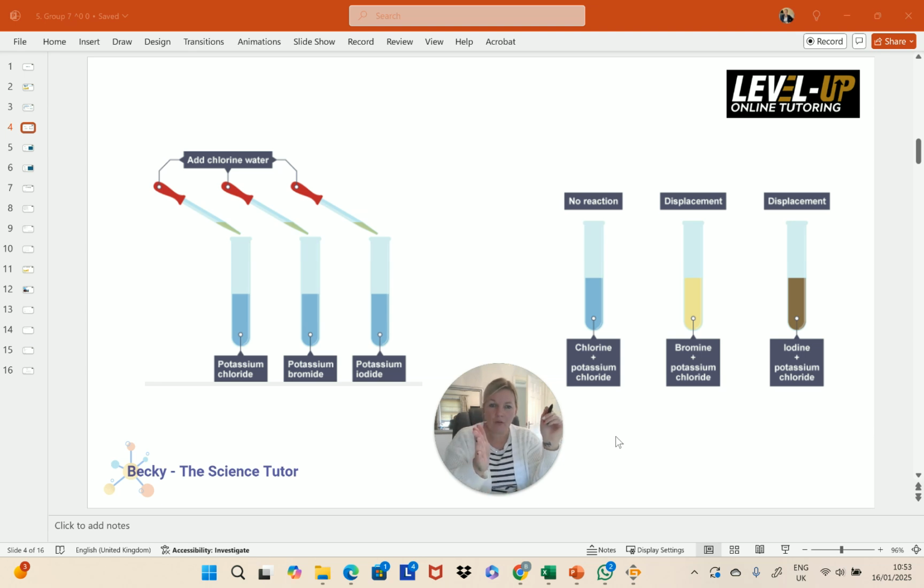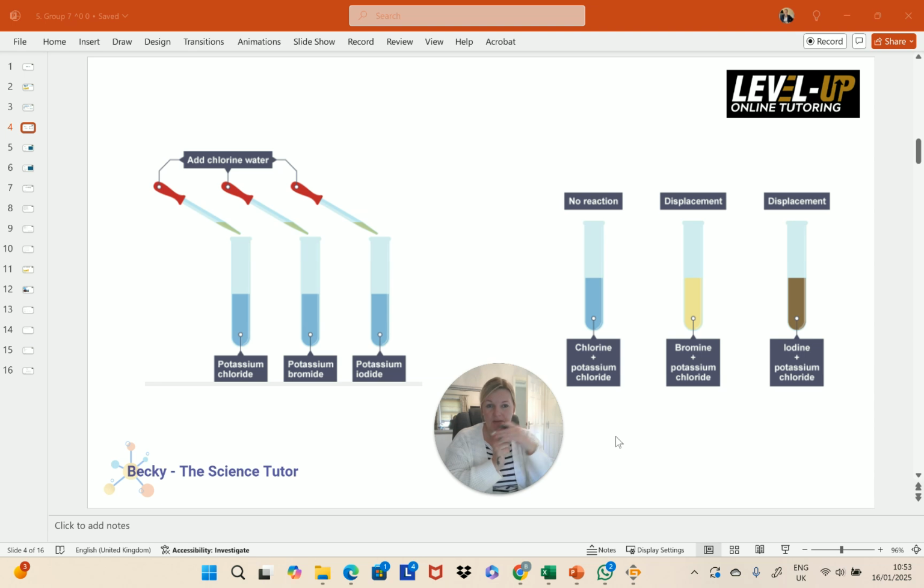However, bromine has caused a change. So what has happened is, the chlorine has displaced the bromine. So now we've got bromine on its own and we've got potassium chloride.